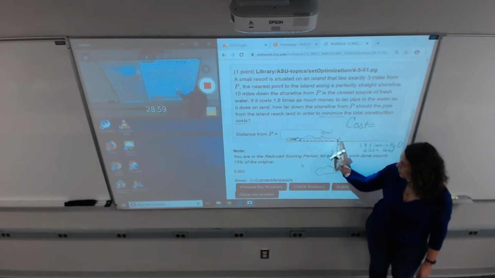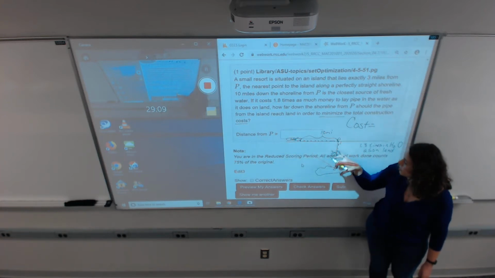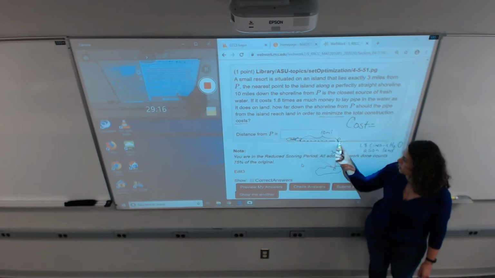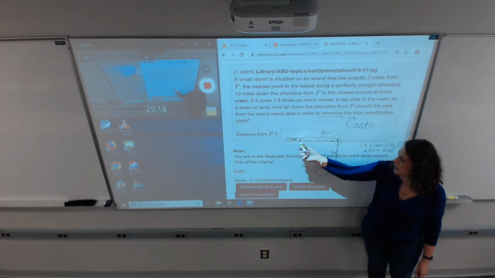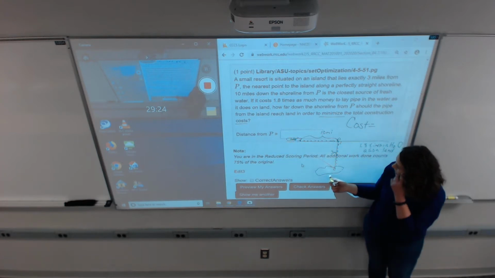The purple is the longest distance. I don't know if it's going to be shorter or not. Does that make sense to everybody? It might be, it might not be, right? Part of it would be under the water, part of it would be on the land, right? This part would still be 1.8 times the cost of putting it here, right? Does that make sense to everybody? All right.